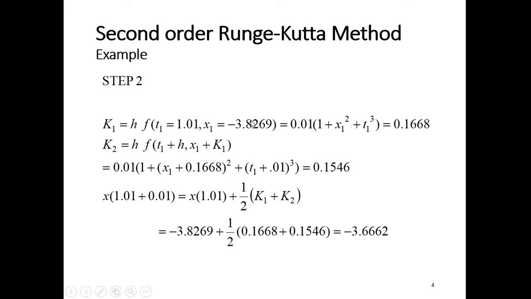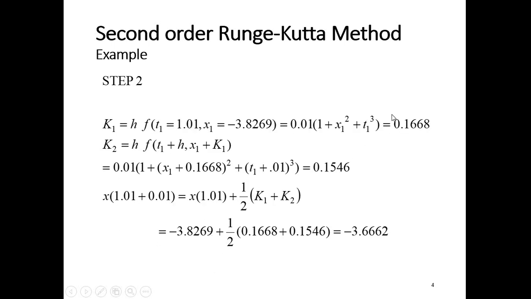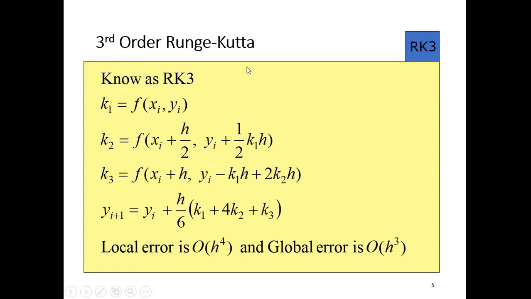So previously our x was minus 3.8269, plus k1 1.668 plus k2 0.1546, everything divided by 2. So our x value at this point 1.02 is given by minus 3.6662. So that's how you compute your value at that point.